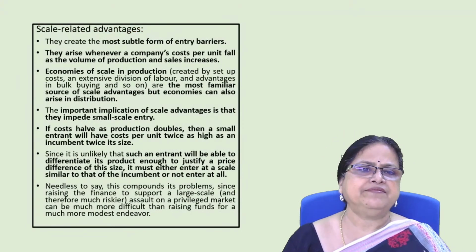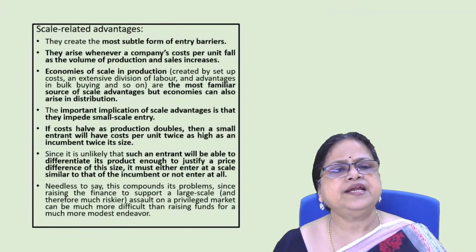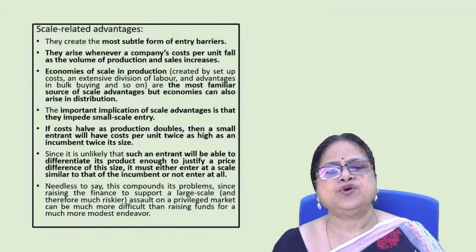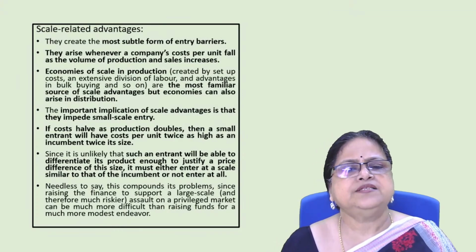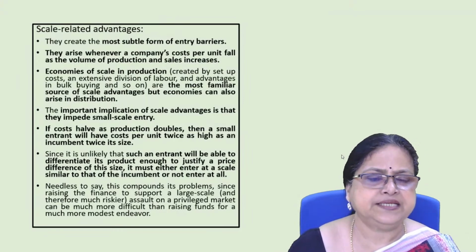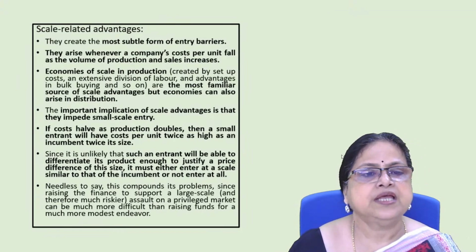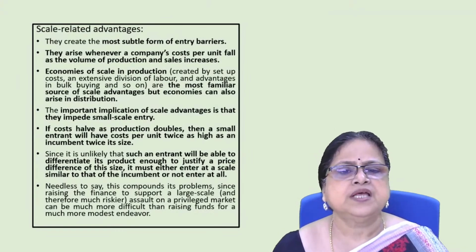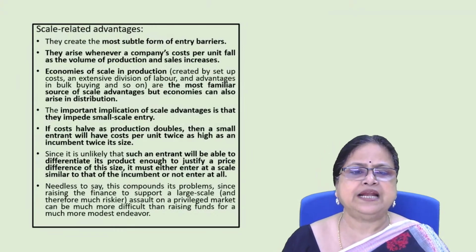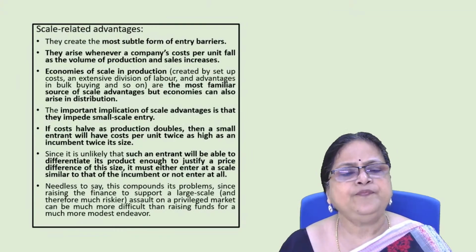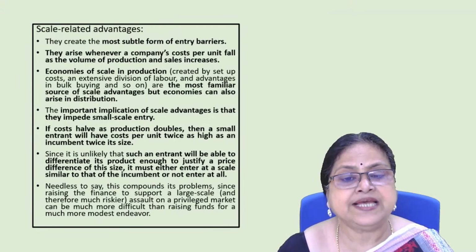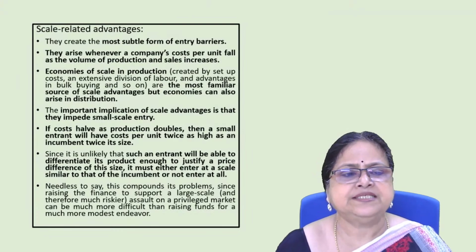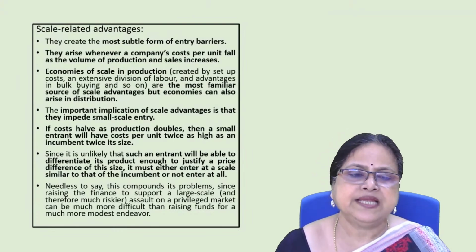Next is scale related advantages. That is, they create the most subtle form of entry barriers. They arise whenever a company's costs per unit fall as the volume of production and sales increase. Economies of scale in production, which you know are created by a set of costs, are the most familiar source of scale advantages, but scale economies can also arise in distribution. The important implication of scale advantages is that they impede small scale entry.